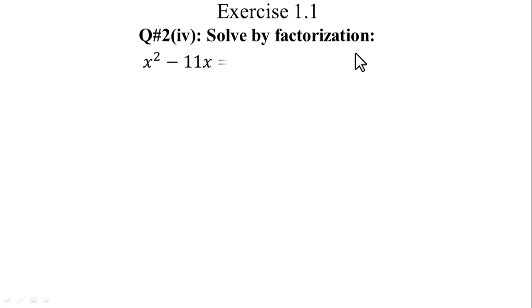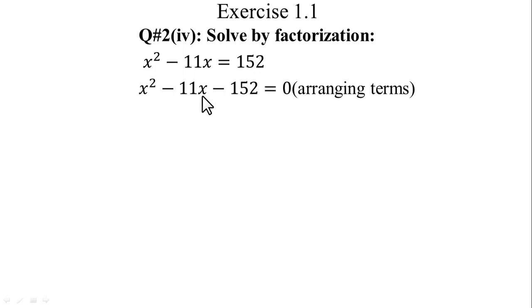Now we solve part 4 by the factorization method: x square minus 11x is equal to 152. First of all, arrange the terms. Now x square minus 11x minus 152 is equal to 0. Here minus 152 multiplied by 1, answer is minus 152. Now middle term breaking of minus 11 into 2 parts. The answer of multiplication is minus 152 and the addition answer is minus 11.